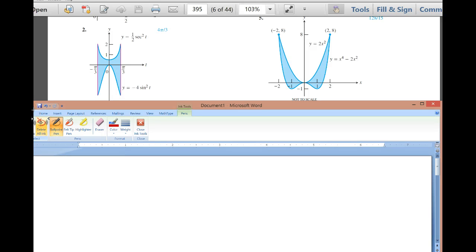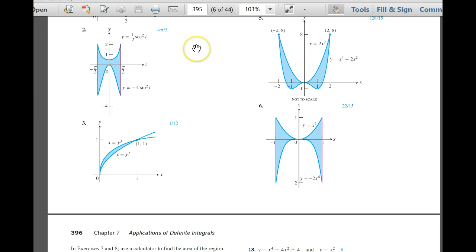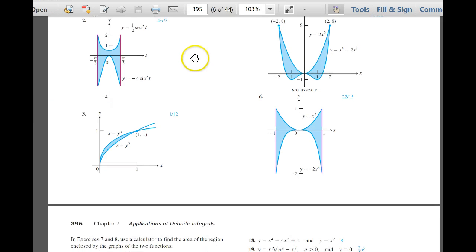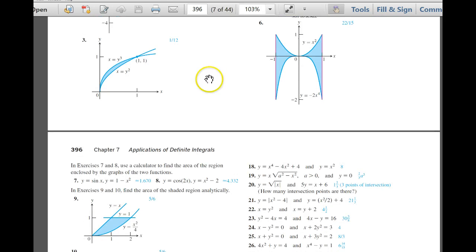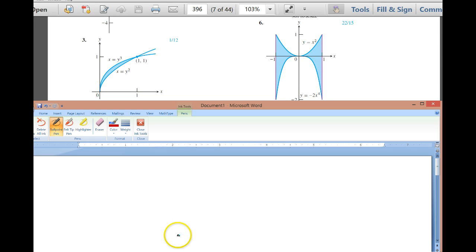Okay, next one. What's after the 6? Would you do upper curve minus lower curve or right minus left? Wait, can I see? I would do upper minus lower. Yeah, I would do that.